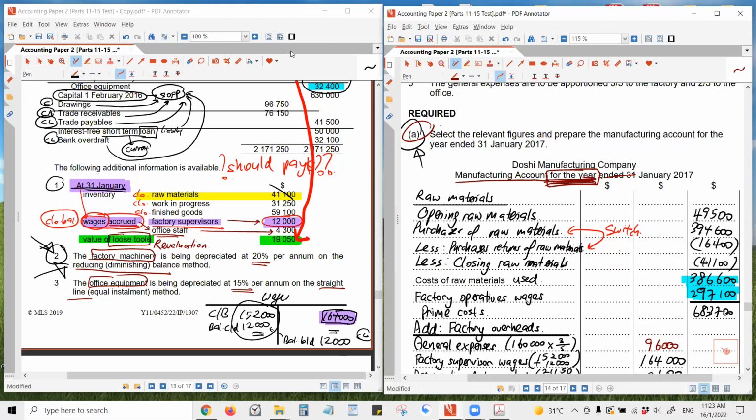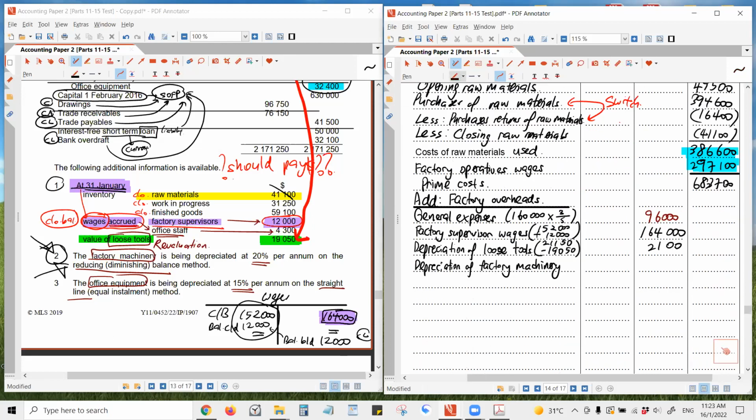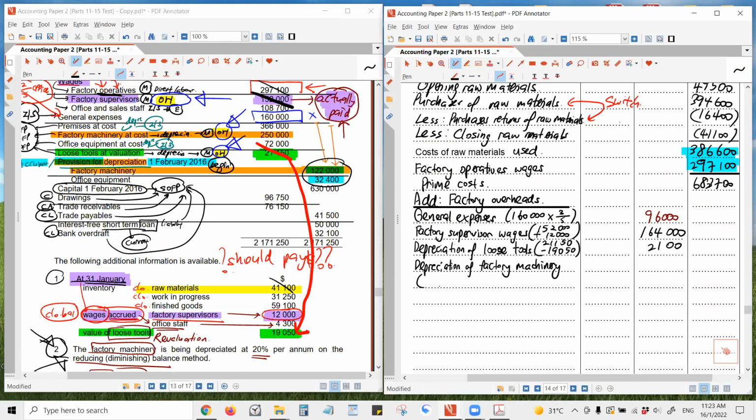So calculation, how to do? We take the cost of the factory machinery, the one in dark orange. Don't get distracted by all the other figures. Look at the dark orange. 250000 minus what? Minus the provision for depreciation so far. Then you times with the 20%. Can see dark orange 20%. They say reducing balance method using that 20%. Have a bigger bracket around. Then do the calculation. Then you will get the depreciation for the current year.